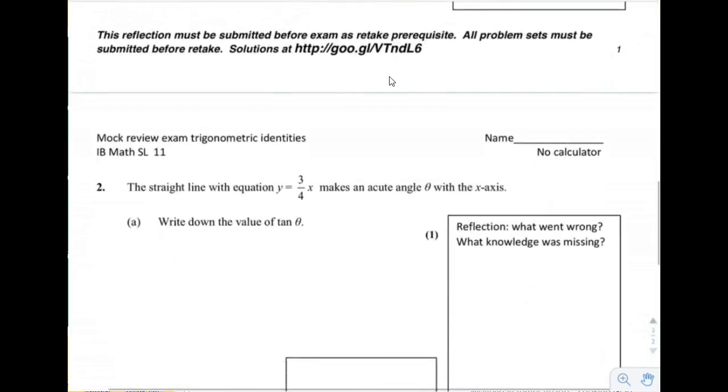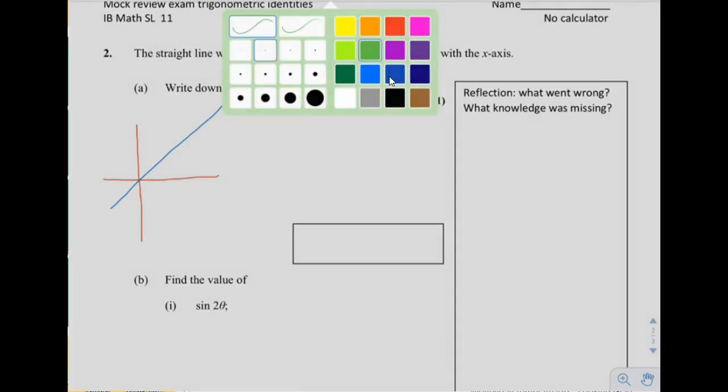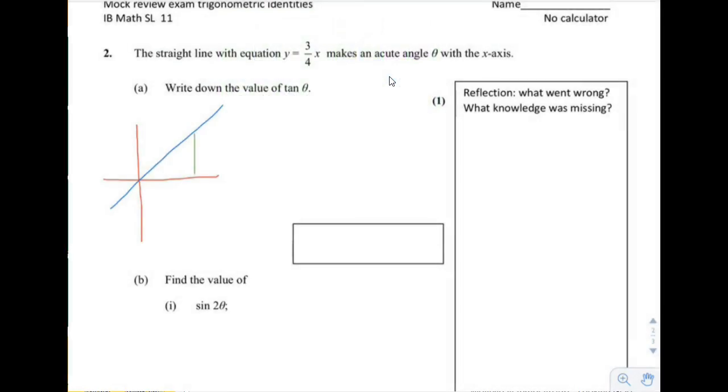Next problem. Straight line with equation y equals 3/4 of x makes an acute angle theta with the x-axis. Okay, so now you're going to make a line. You're going to graph it. And its slope is rise 3 over run 4. Okay, that's the slope there.